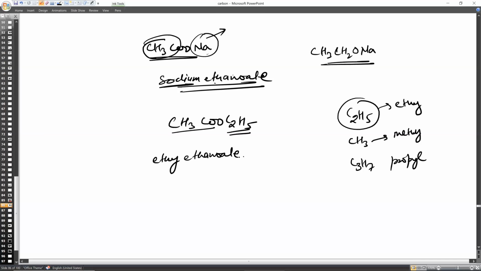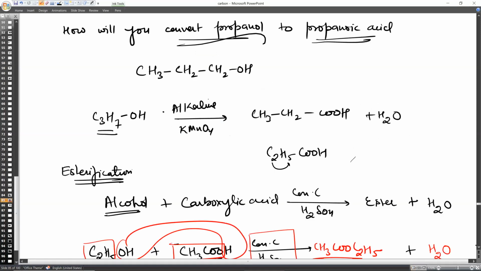Got this one? Yes, sir. Okay, so the name for this ester is sodium ethanoate.